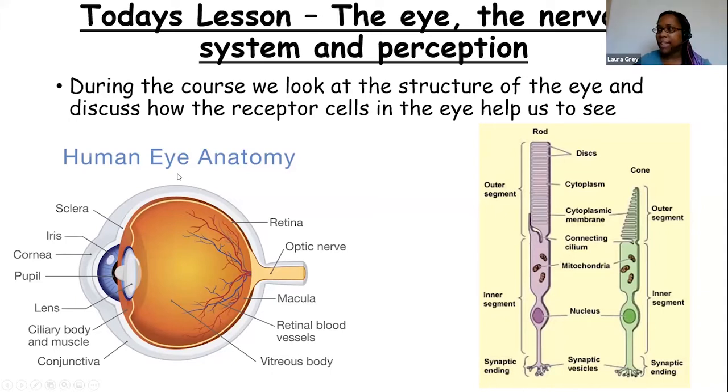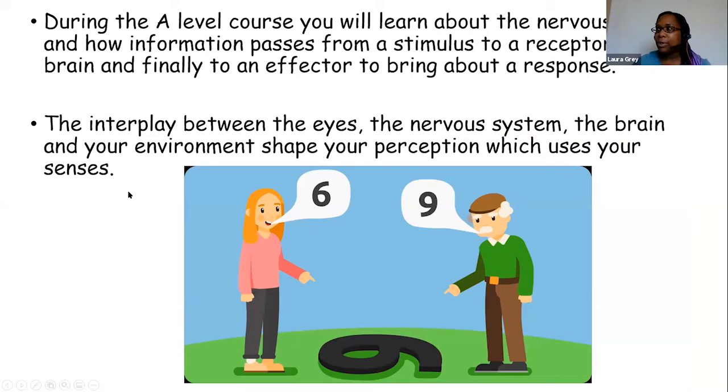Okay, so it says on here, during the A-level course, you will learn about the nervous system and how information passes from a stimulus to a receptor to the brain and finally to an effector to bring about a response. And hopefully that pathway sounds kind of familiar to you because you'll have done it before at GCSE when you've looked at the nervous system. The interplay between the eyes, the nervous system, the brain, and the environment shape your perception, which uses your senses. So you can see in the picture that one person can see this figure down here as a 6, and the other can see it as a 9.